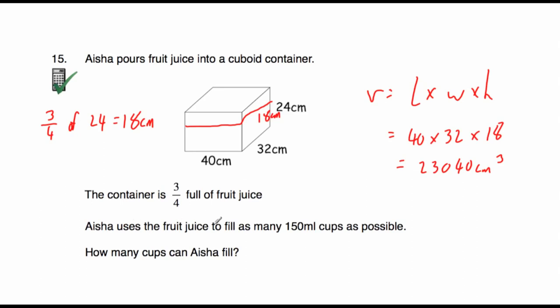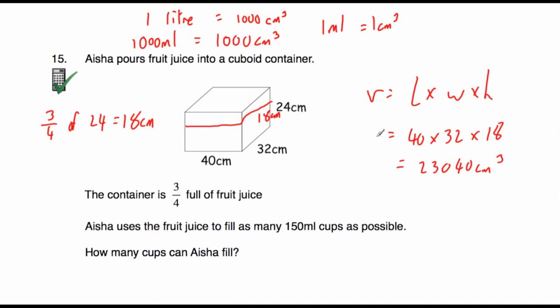And the question says, Aisha uses the fruit juice to fill as many 150 ml cups as possible. Now previously, we looked at the fact that 1 litre was equal to 1,000 centimetres cubed. Now that's really useful because 1 litre is 1,000 millilitres. So that means that 1,000 millilitres would also be equal to 1,000 centimetres cubed, which means that 1 millilitre equals 1 centimetre cubed. And that's fantastic because we know the volume of the fruit juice in the container is 23,040 centimetres cubed. That means that the volume of fruit juice in the container is actually 23,040 millilitres.